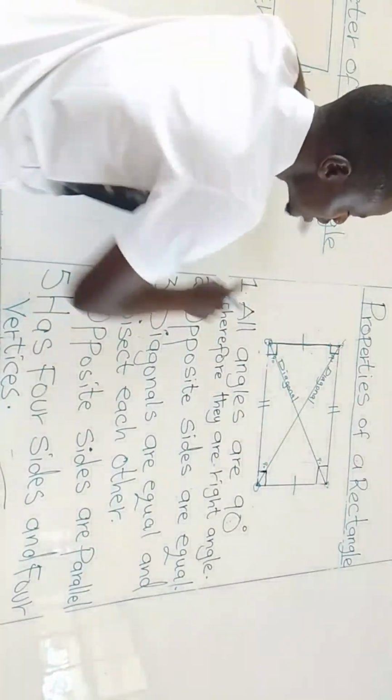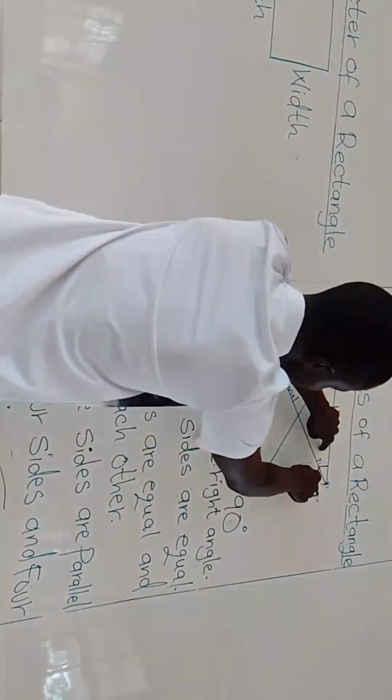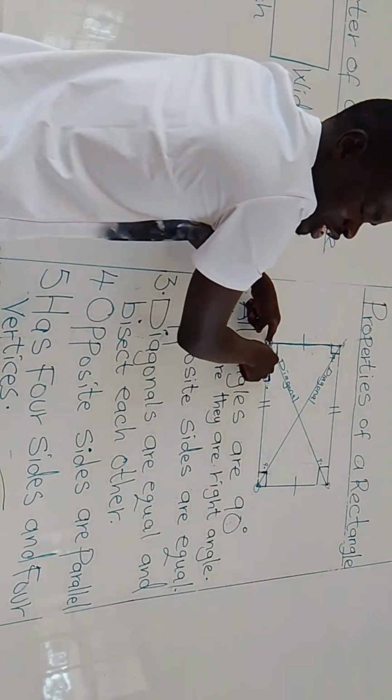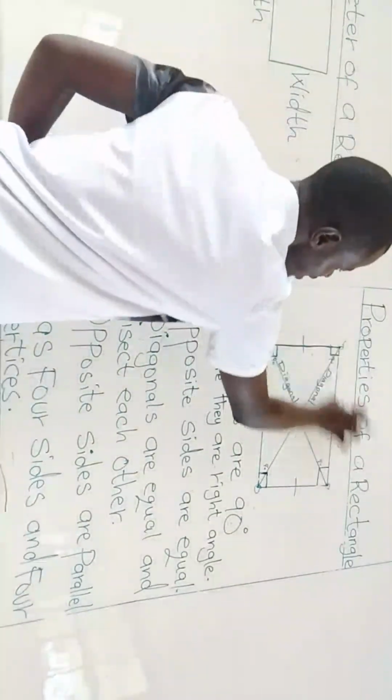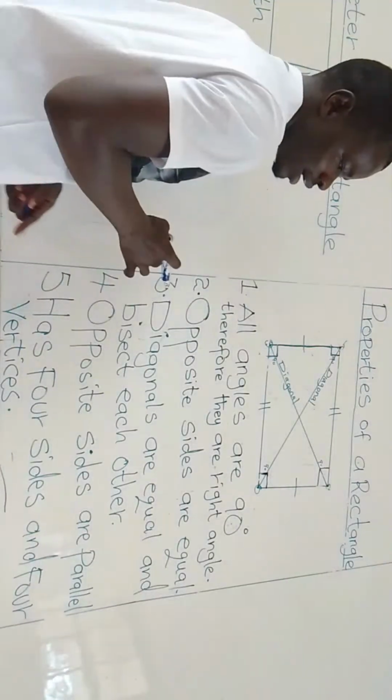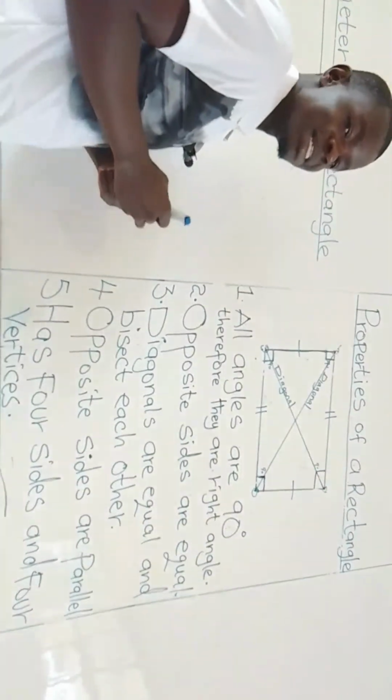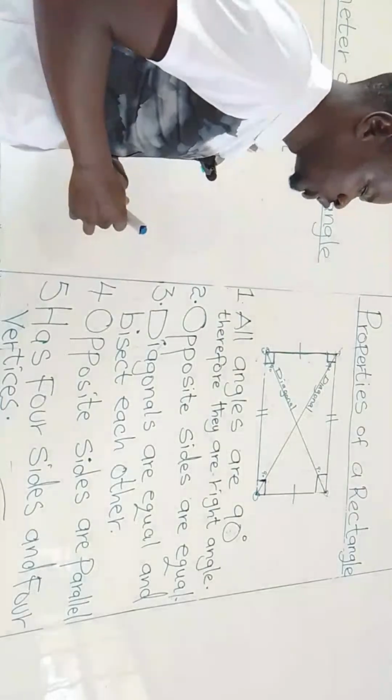What do I mean by that? If you add 90 plus 90 plus 90 plus 90, it gives us 360 degrees. Therefore, the sum of all the interior angles is 360 degrees. And by the way, sum means adding or addition.